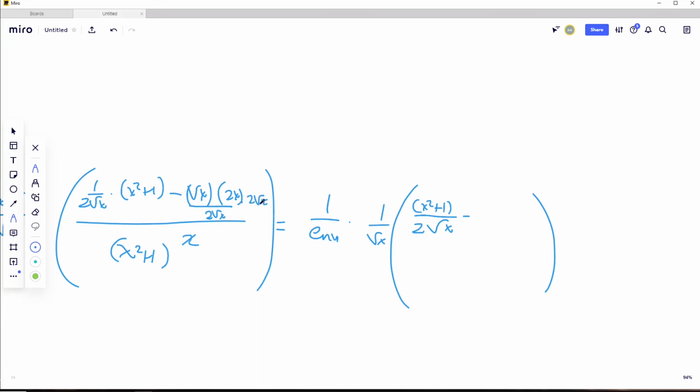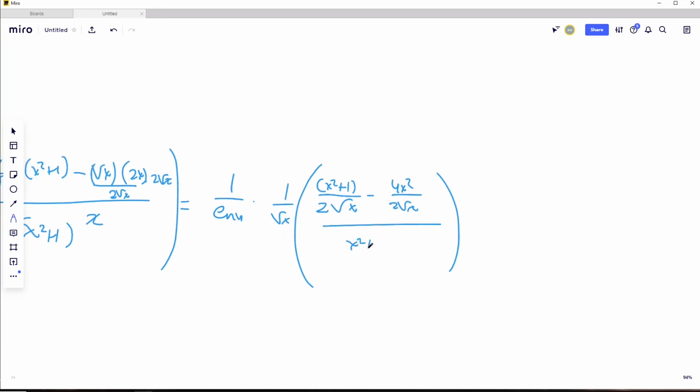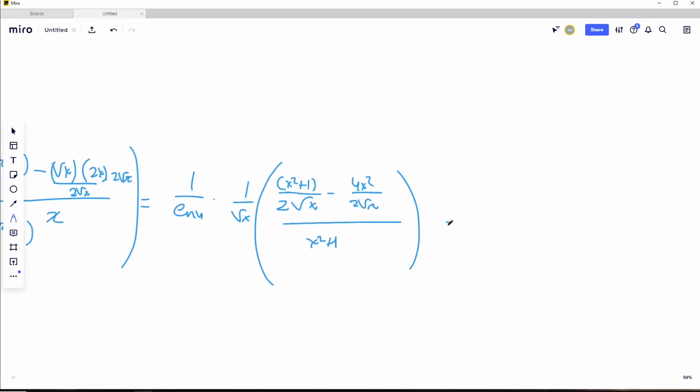If you want to see the fraction multiplied, 2 square root of x. So again, square root of x gives you x. X with x gives you x squared. 2 and 2 gives you 4. So 4x squared over 2 square root of x, over x squared plus 1. We already cancelled the 2 over there. And yeah, let's keep on going.